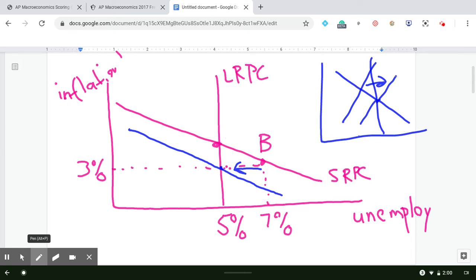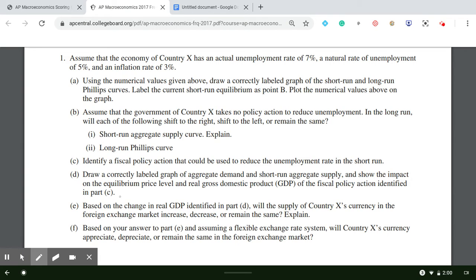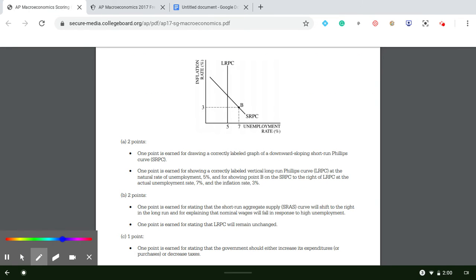The deflationary pressure will put pressure on nominal wages to fall, and as they fall, it'll shift it to the right. So I misread that, my bad. But I was right on this one.